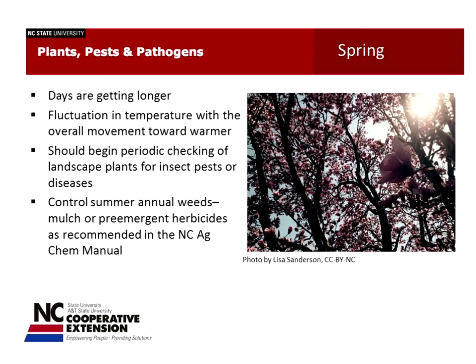All right, so for the spring, which I know we're all looking forward to, this is a saucer magnolia, which was taken at Maymont up in Richmond probably last year, but the days are starting to get longer. Thank God. I don't like leaving in the dark. The fluctuation in temperature is still kind of going back and forth, but it should be overall moving towards warmer, although this winter was off and on kind of warm anyway. You should begin periodic checking of landscape plants for insect pests or diseases, and control summer annual weeds with mulch or pre-emergent herbicides as recommended in the Ag Chem Manual.